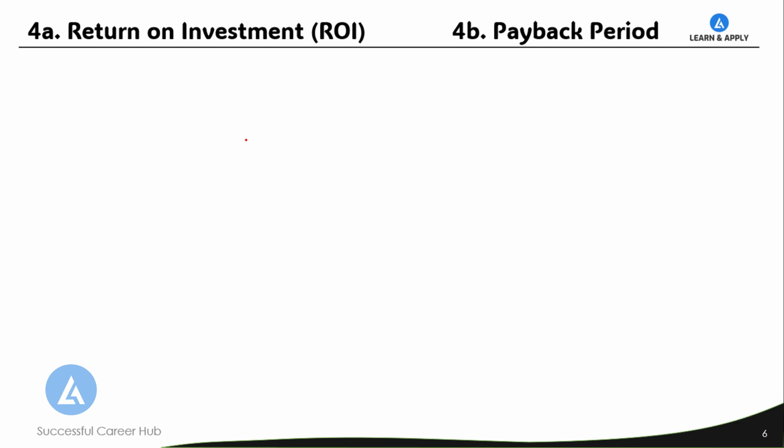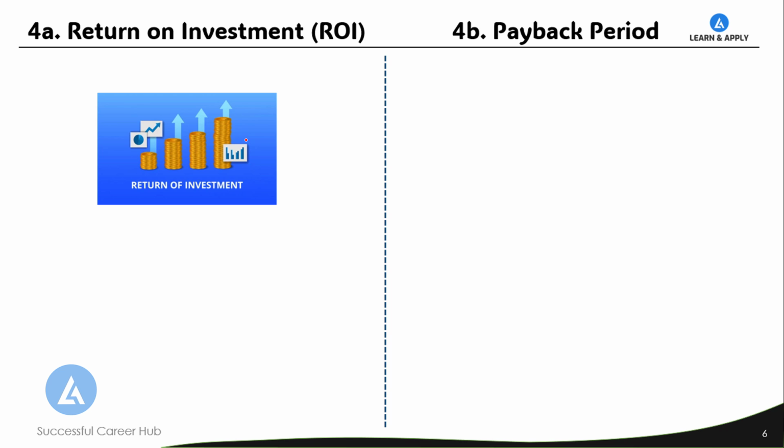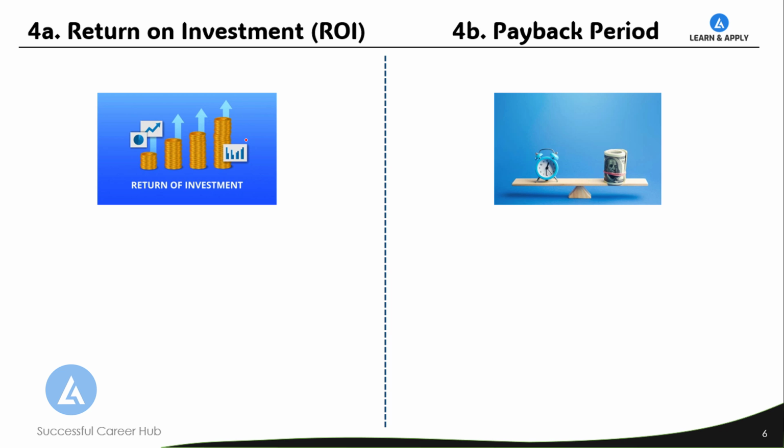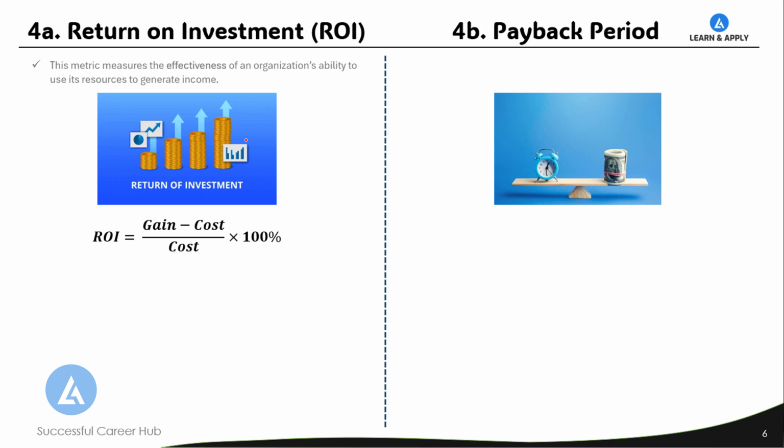There are two more financial tools that can be used for the decision making. The first tool is return on investment and the second tool is the payback period. Now let's understand this tool with their definition and with the help of practical example. Return on investment is a metric that measures the effectiveness of organization's ability to use its resources to generate income. Return on investment is calculated as a ratio of gain minus cost divided by cost into 100%.